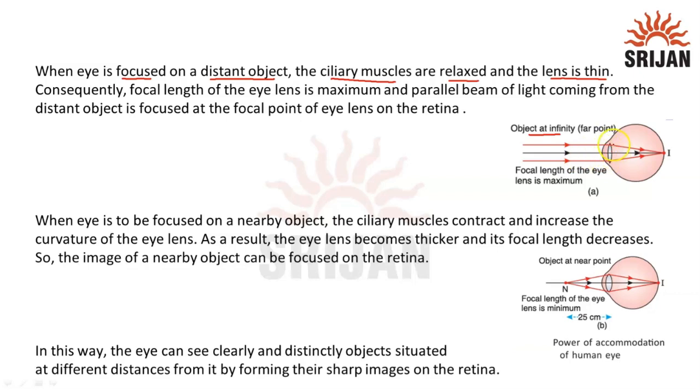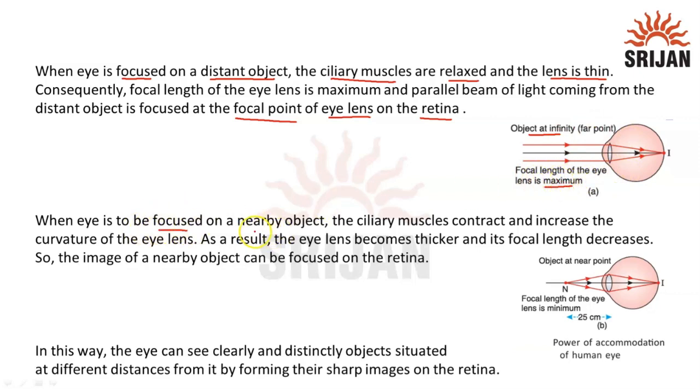So in this scenario, if you see, the lens is thin, enabling the light rays to focus on the retina at the focal point of the eye lens on the retina. This setup makes the focal length of the eye maximum.